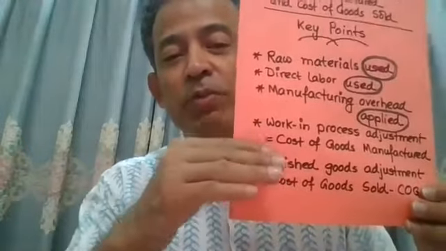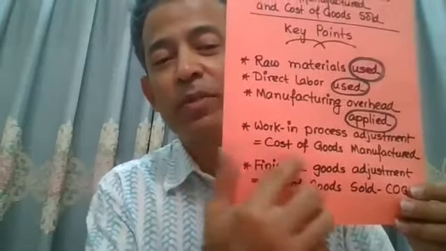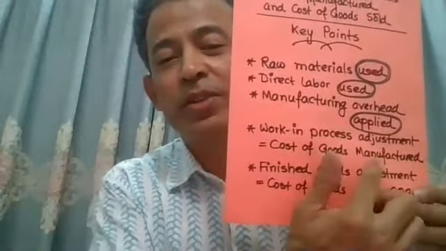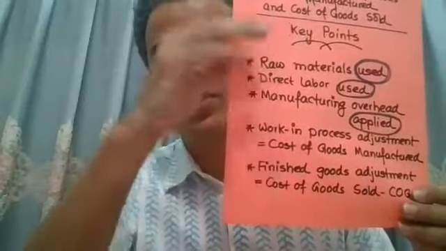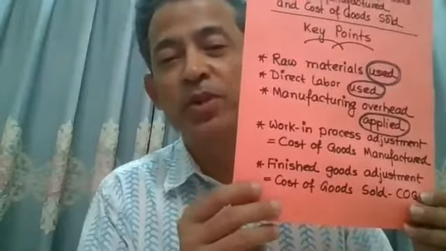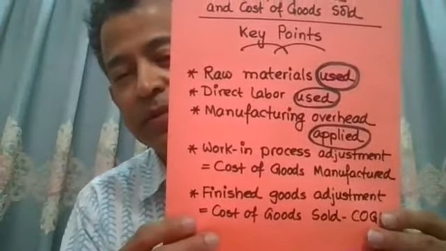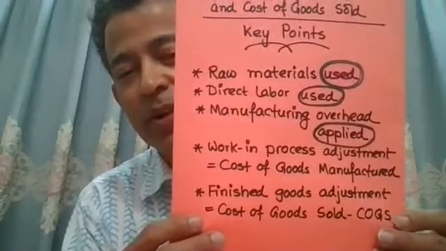Before you do the final adjustment, the finished goods adjustment, you will have already done the cost of goods manufactured schedule. So up to this point is your cost of goods manufactured schedule, and up to the final point is your cost of goods sold schedule. All right, so these are the key points. Take a careful look.